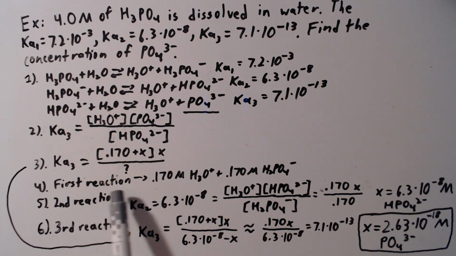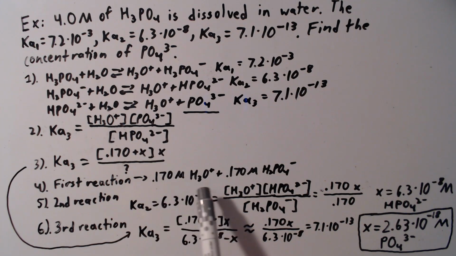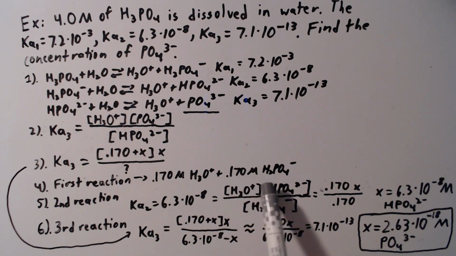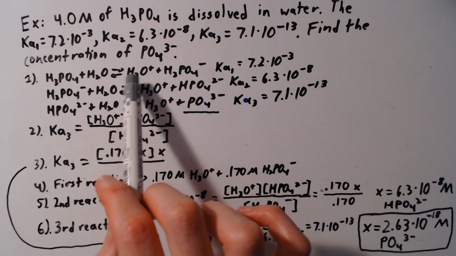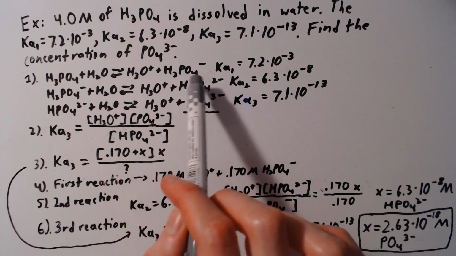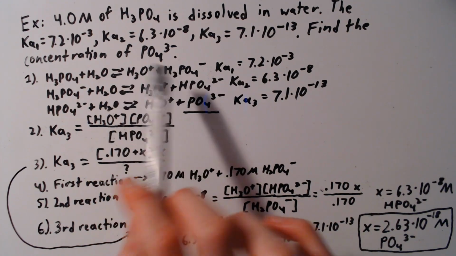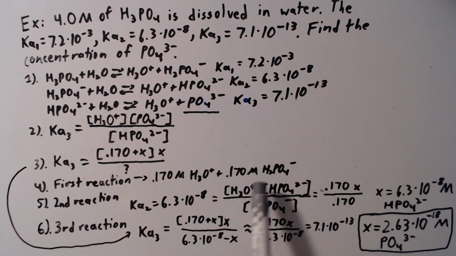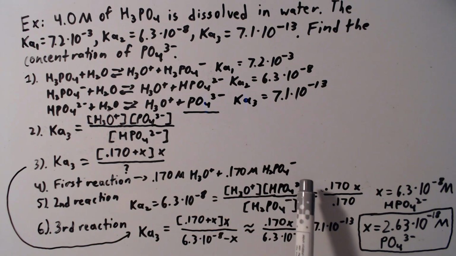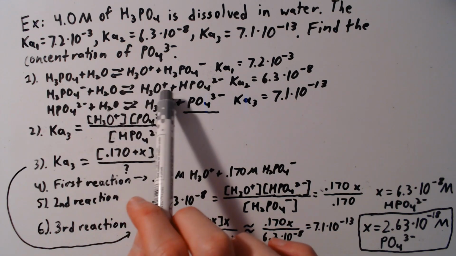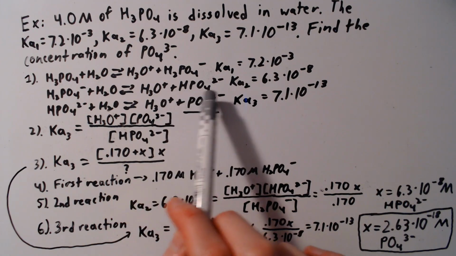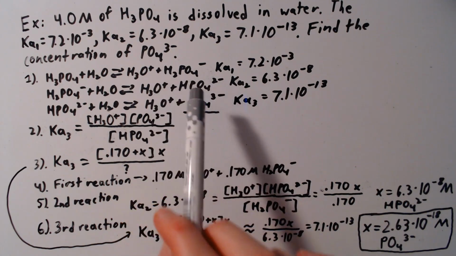We know that in the first reaction, based on the previous problem, the first reaction produced 0.170 molar of H3O+, and therefore it also produced 0.170 molar of H2PO4^-. This is because the H3O+ and the H2PO4^- are in a 1-to-1 ratio, so an equal concentration of both are produced. Now this H2PO4^- is actually going to be used up in the second reaction, because we can see it gets used up here to produce this HPO4^2-, whose concentration we're trying to find.